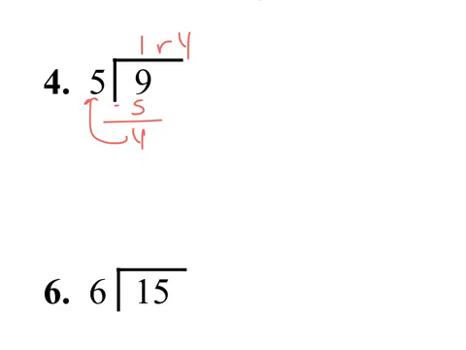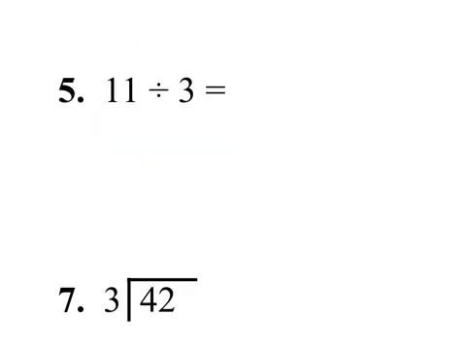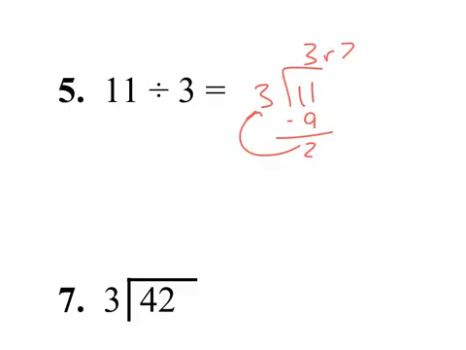Okay, number 5, I've got 11 divided by 3, so I'm going to set it up with my house. 3 will go into 11 3 times. 3 times 3 is 9. Subtract those, I get 2. Is 2 smaller than 3, which is my divisor? Yes, it is. So guess what? I'm done dividing. So my answer is 3, remainder 2.